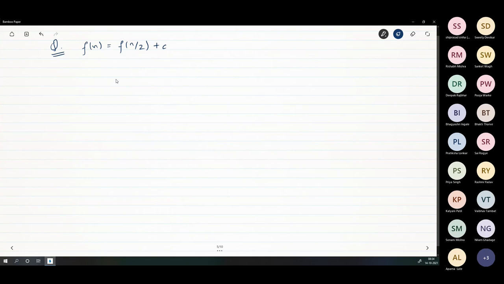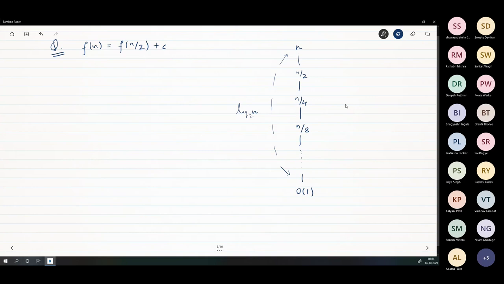So now, how do you do this? Look at this tree once again. I'm drawing it once again here. We have n by 2, we have n by 4, we have n by 8, and so on. And then we'll have order 1. What is this height going to be? Log to the base 2 n. That is what this height is going to be.